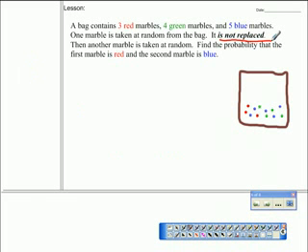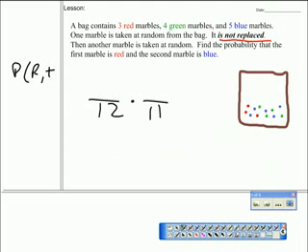If it is not replaced, suddenly it's dependent, right? Because what's going to happen? Your total is going to go down. It's going to decrease. Right? Because how many marbles are there for the first choice? 12. I'm going to take it out and not replace it. How many are going to be there for the second one? 11. So what I'm looking for is the probability of red, then blue. That's what I'm looking for.